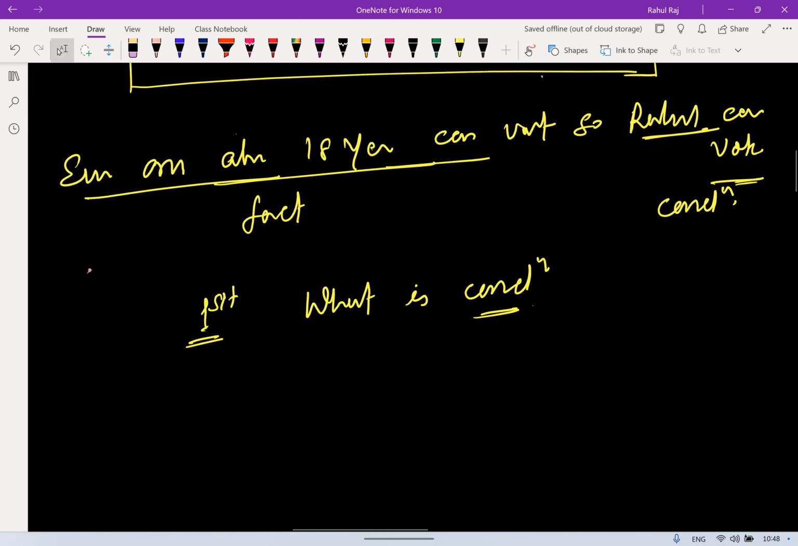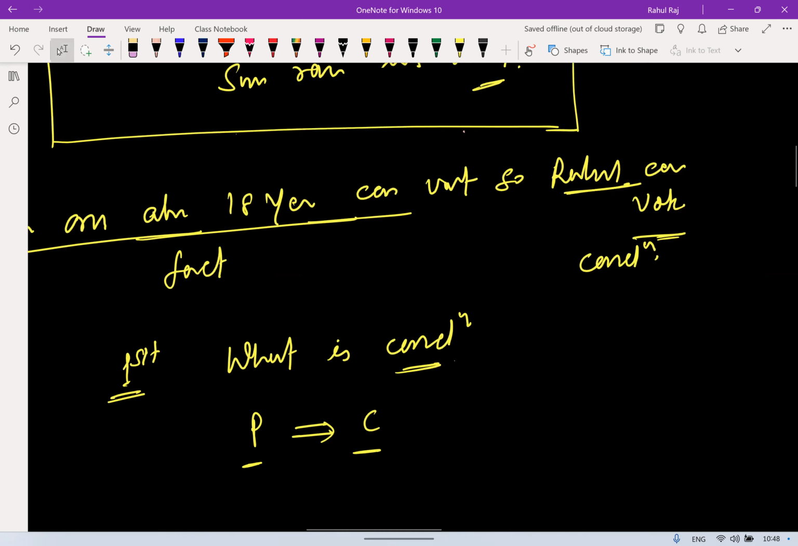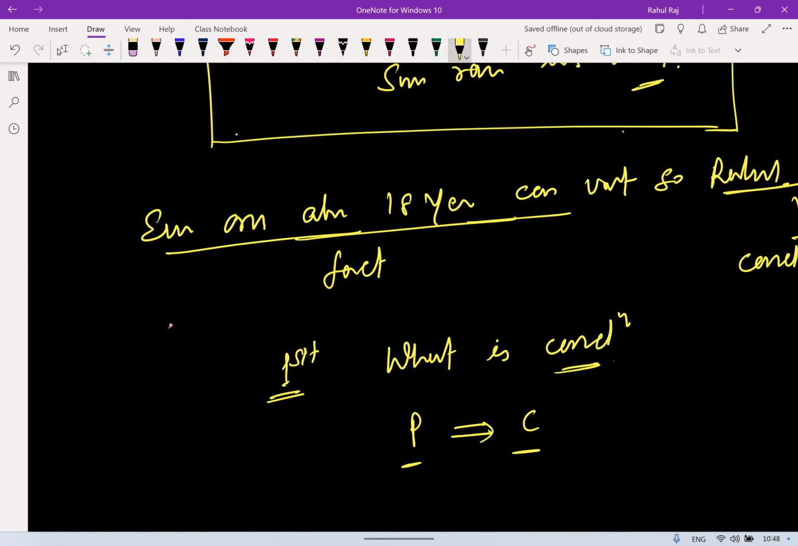So always remember, premise leads to conclusion, meaning fact leads to conclusion. If at all you are confused, you just have to read. Do you think so Rahul can vote and therefore everyone above 18 years can vote? Is this making any sense? No. So you have to do a lot of interpretation in your head to understand what the conclusion is. When I say everyone above 18 years can vote, so Rahul can vote. So this is an argument. Argument means there is a fact and there is a conclusion.